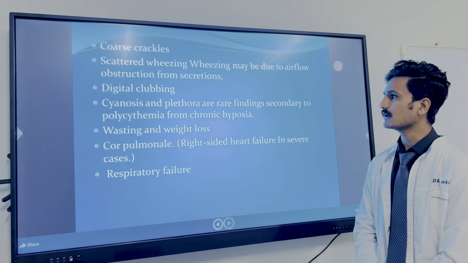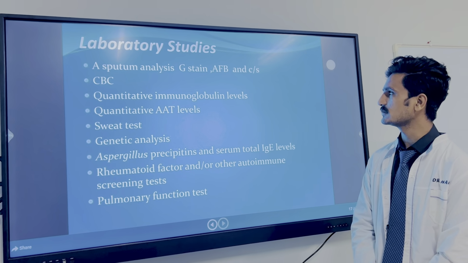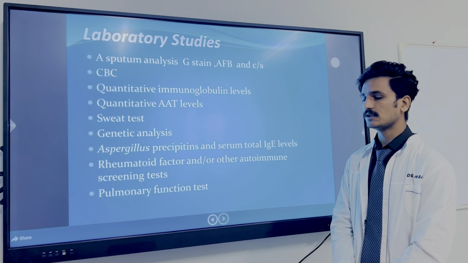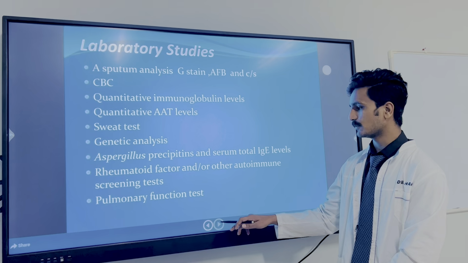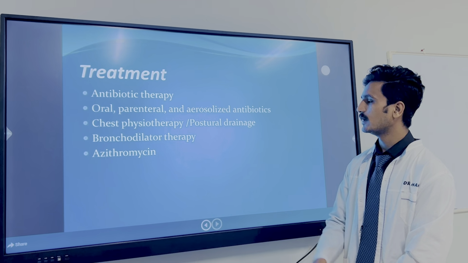This is the imaging. These are the imaging of the lungs in X-rays. Here are also the laboratory studies which we do to diagnose bronchiectasis: sputum analysis, Gram stain, AFB and culture and sensitivity. CBC count we are going to check, quantitative immunoglobulin levels, quantitative alpha-1 antitrypsin levels, sweat test, genetic analysis, Aspergillus precipitins and serum IgE levels. There are also some pulmonary function tests.